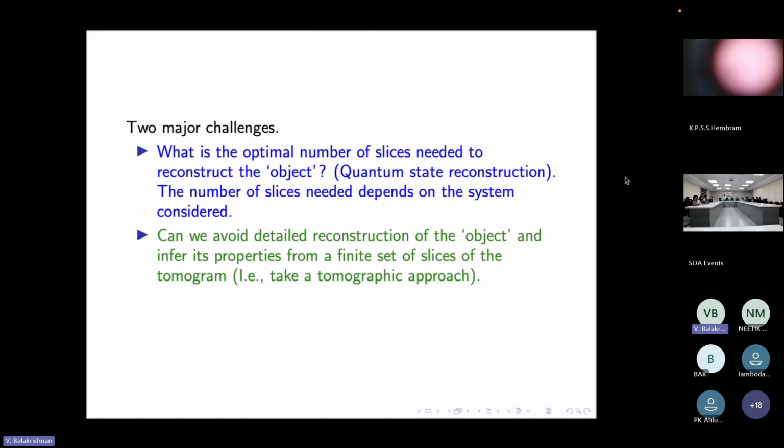Of course, there are two major challenges. The first one I've already spoken about. What is the optimal number of slices needed to reconstruct the object? This whole business of going from the tomogram to reconstruction of the quantum state is called quantum state tomography, or QST. A better question, as far as I'm concerned, is can we avoid detailed reconstruction of the object and infer its properties from a finite set of slices of the tomogram? And that's what I mean by a tomographic approach.